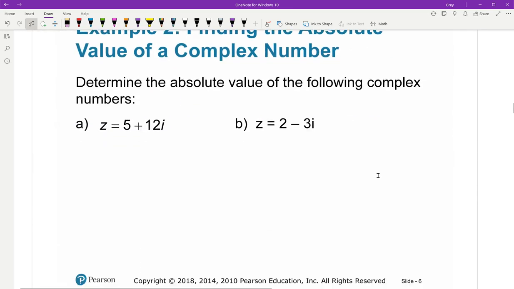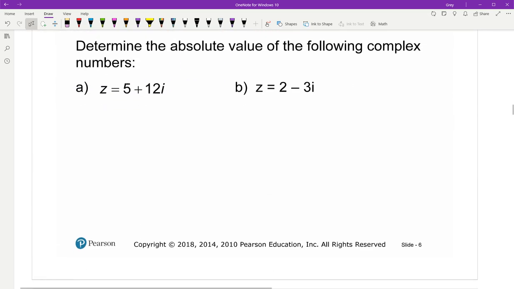All right, so here are two examples. We have, determine the absolute value of the following complex numbers. So I just talked about that on the page before. z is 5 plus 12i. All right, and the best way to learn this, y'all, is to, of course, write it down every time you do a problem. So if I have the absolute value is the square root of a squared plus b squared, then a is 5 and b is 12.